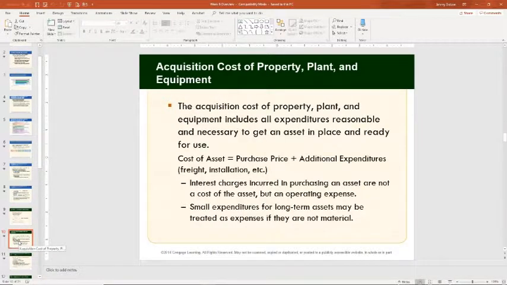So the acquisition cost of plant, property, and equipment includes anything it takes to get that asset up and running in your plant or in your office. So the cost of the asset is really equal to the purchase price, which is just the beginning, plus all other expenditures that are required for the asset to be put in use and to start producing the service or the products that it was intended for. And you can see some footnotes here, some exceptions as well.